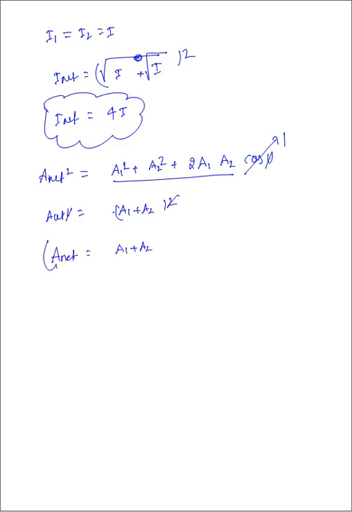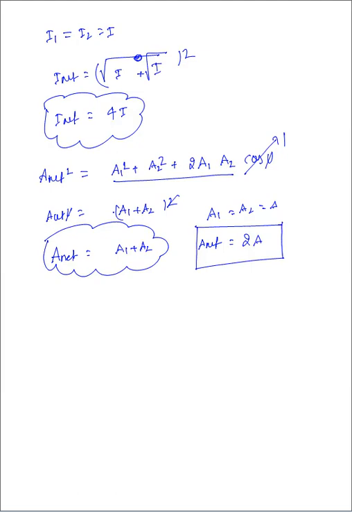This is the net amplitude equation which we got here. And if A1 equals A2, that is, both equal to A, what will happen? A plus A will be 2A. Therefore, A net can be written as 2A. This is nothing but A net when A1 equals A.